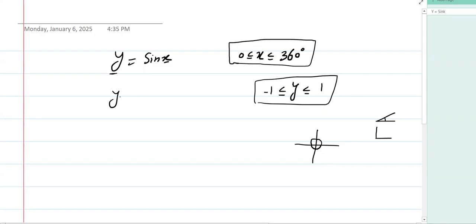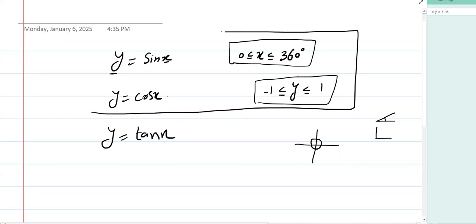In the same way, you have to sketch for y is equal to cos x also, and you have to sketch for y is equal to tangent x. Sketching of tangent you have to do from 0 to 360 degrees. But the value of y for the tangent can be different. For sine and cosine, the value of y will always be between minus 1 and 1. Now, how will we sketch that?